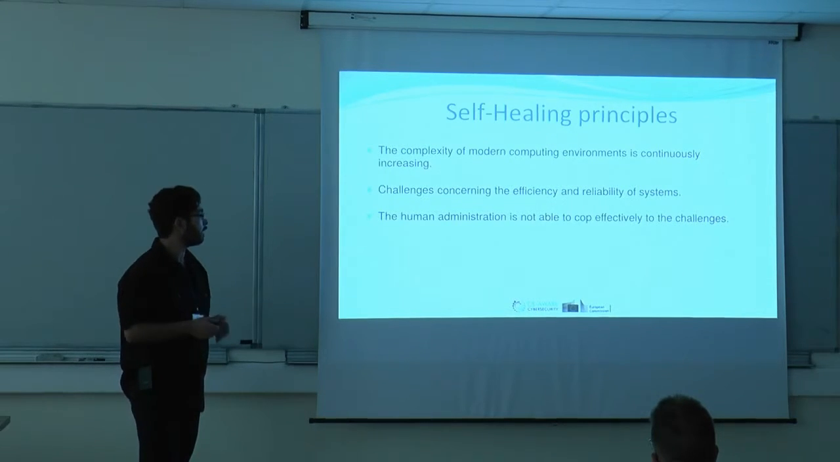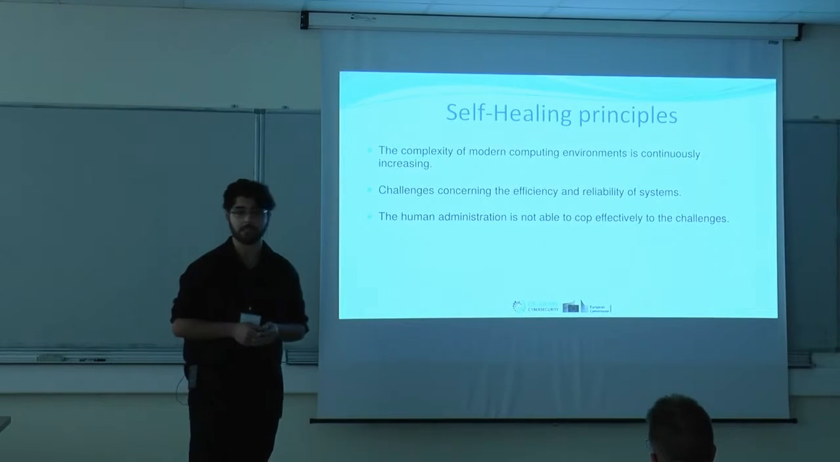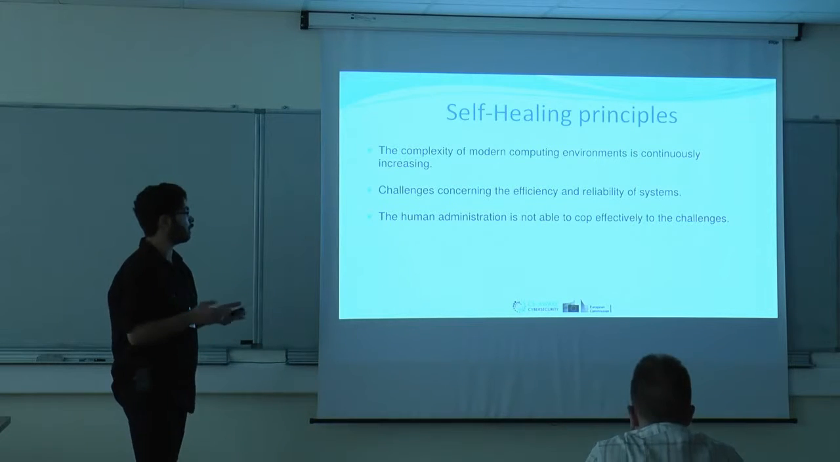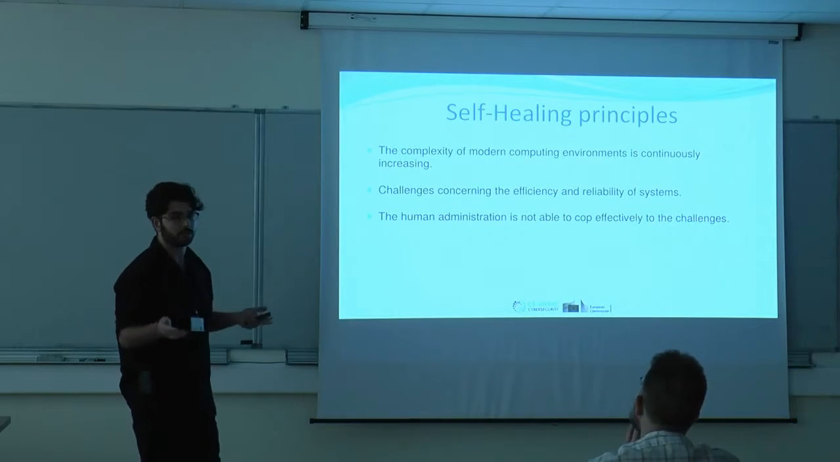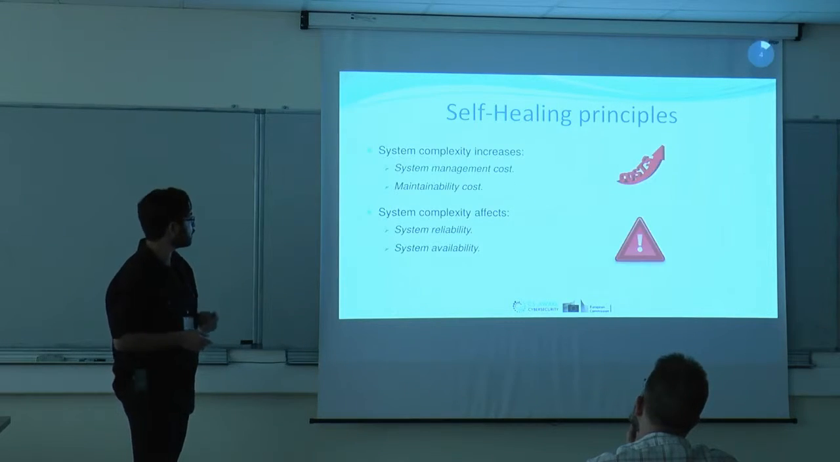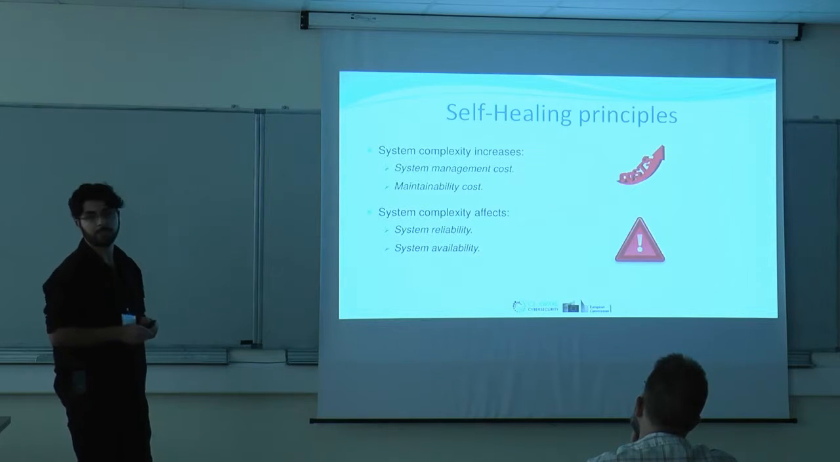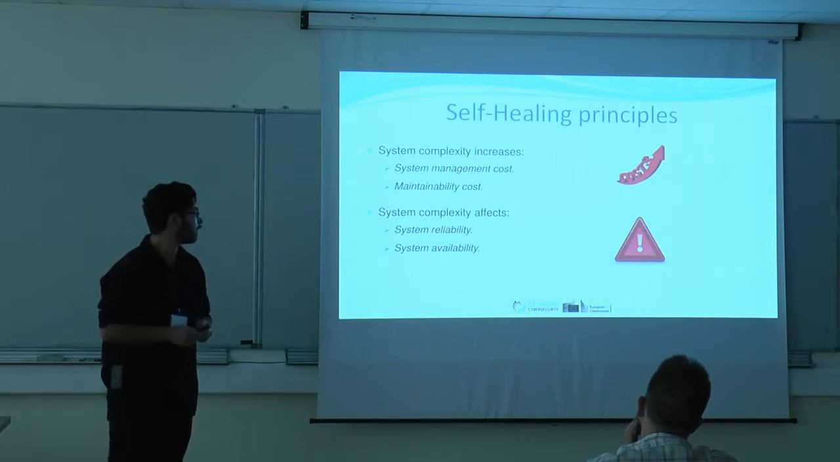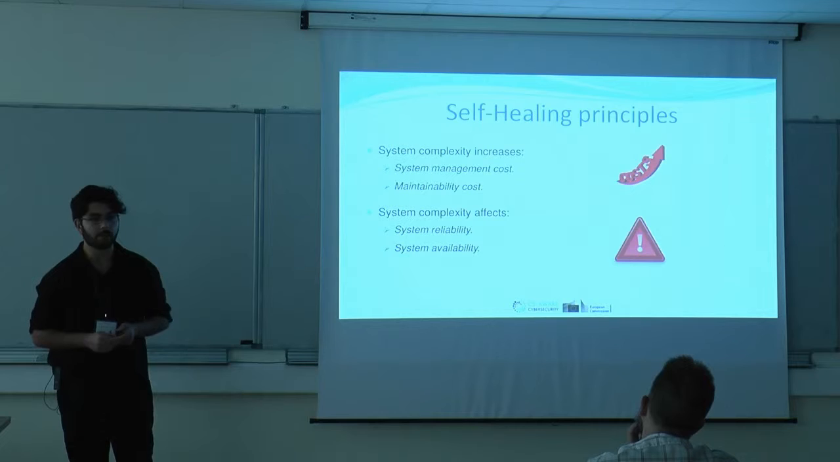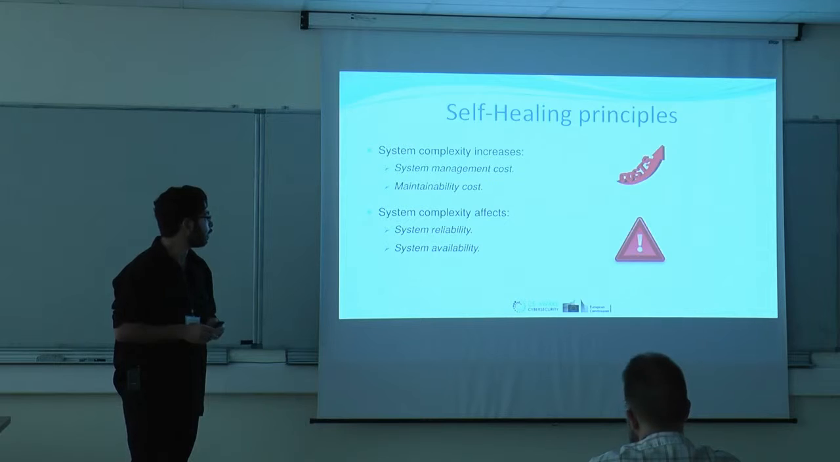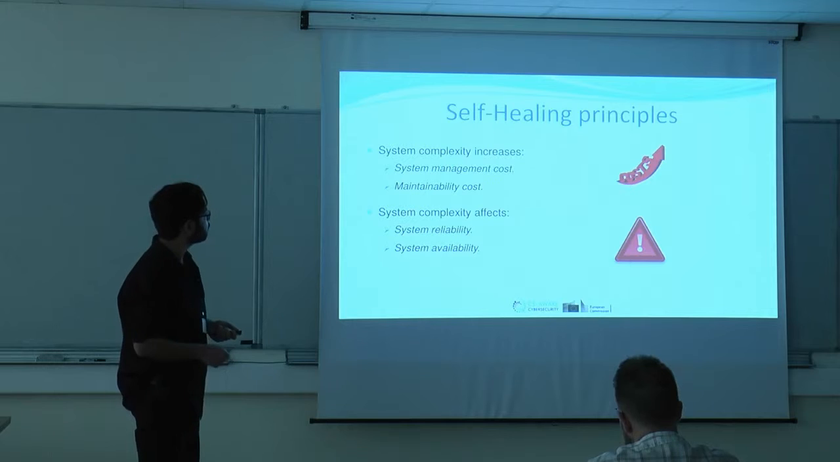So there are a lot of challenges concerning the efficiency and reliability of systems, because the workload is too much, and human administration alone is not able to cope with these challenges. Problems such as system management cost and maintainability cost increase, and system complexity also affects system reliability and availability. Especially availability is really important, because when the system is not available, it's a disaster.